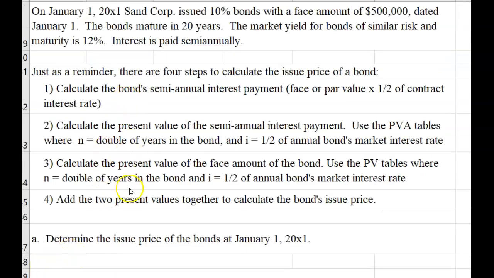So using these 4 steps, go ahead and determine or calculate the issue price of the Sand Corporation bond at January 1st, 20X1. When you finish your calculation, start the video again to check your work.